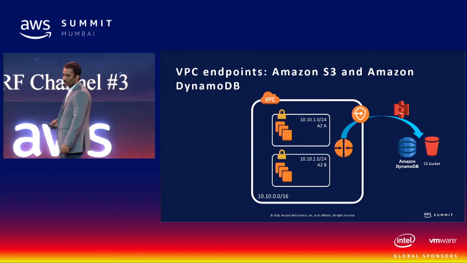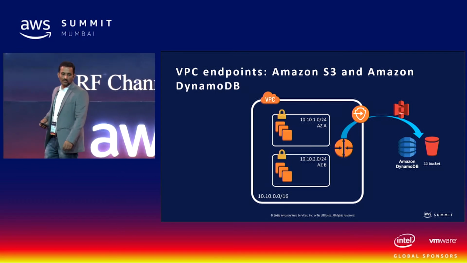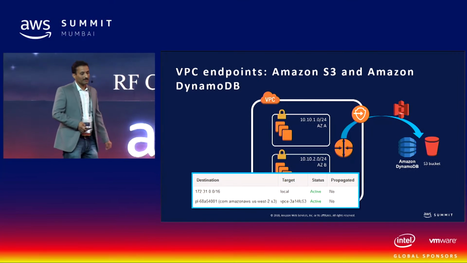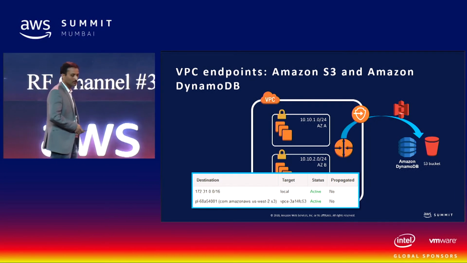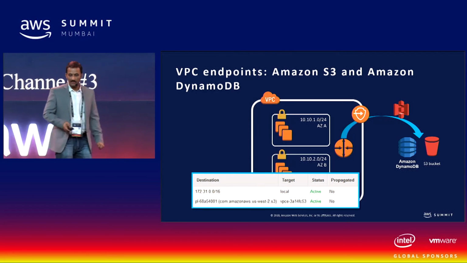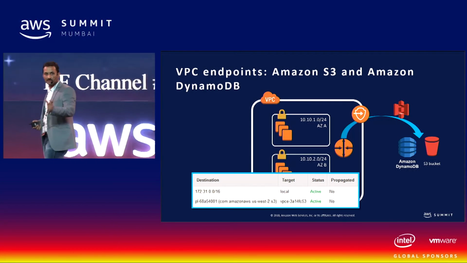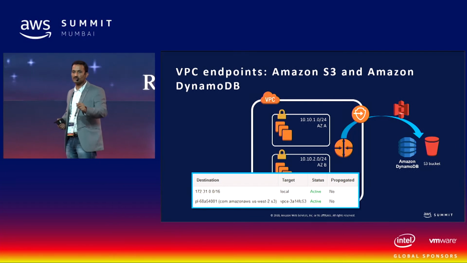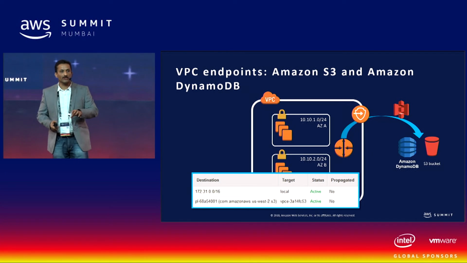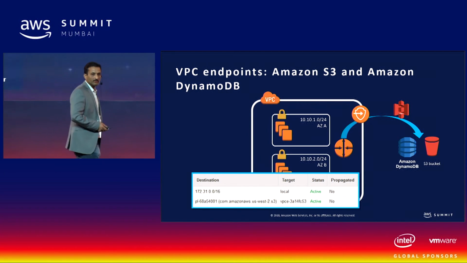Now you can communicate with an S3 bucket or DynamoDB using private IP addresses, and your route table would look something like this, where it will have the S3 or DynamoDB prefix list, right? So a prefix list, which is nothing but a list of IP addresses which defines the endpoints of S3 and DynamoDB, pointed to a VPC endpoint.